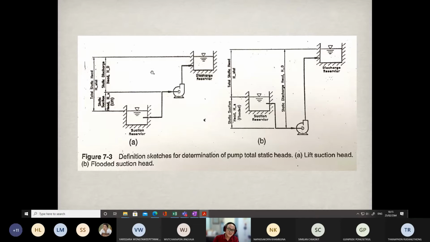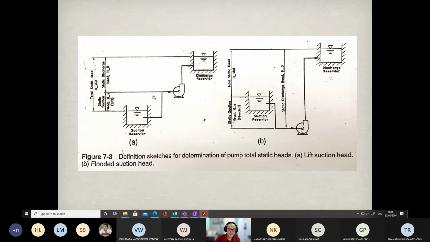The difference between the water level in the lower reservoir and the water level in the upper reservoir, we typically call the total static head. Static means the pump is still not in operation, the impeller is not moving. So for this difference, we normally call it the total static head.